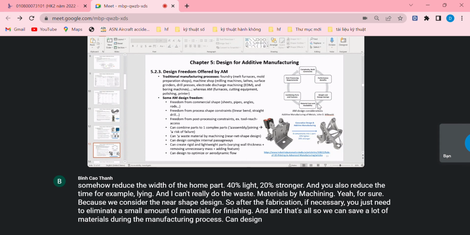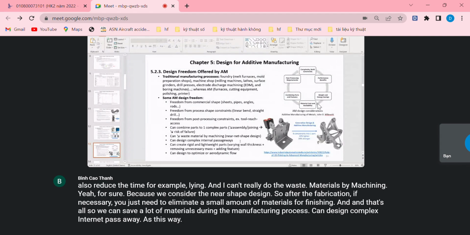Can design complex internal passageway. Passageway. Yes, for sure. Can create the rigid and lightweight pass.